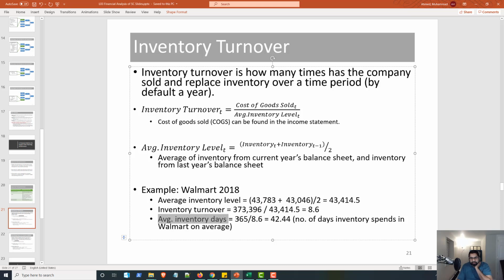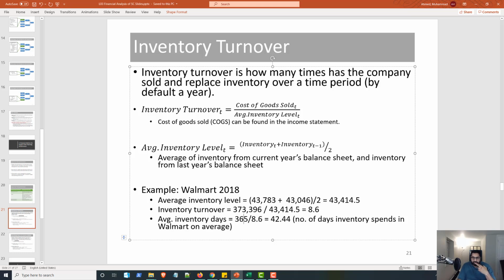You just take 365 days in a year, or you can take the days a business is actually open. Some people will subtract holidays. They'll say, okay, 365 days a year, but Walmart is closed on this day and this day. So maybe 3 or 4 days of the year is closed, so maybe they'll take 360. Sometimes people like to subtract holidays because a store cannot sell inventory on holidays. It's not going to make a big difference.